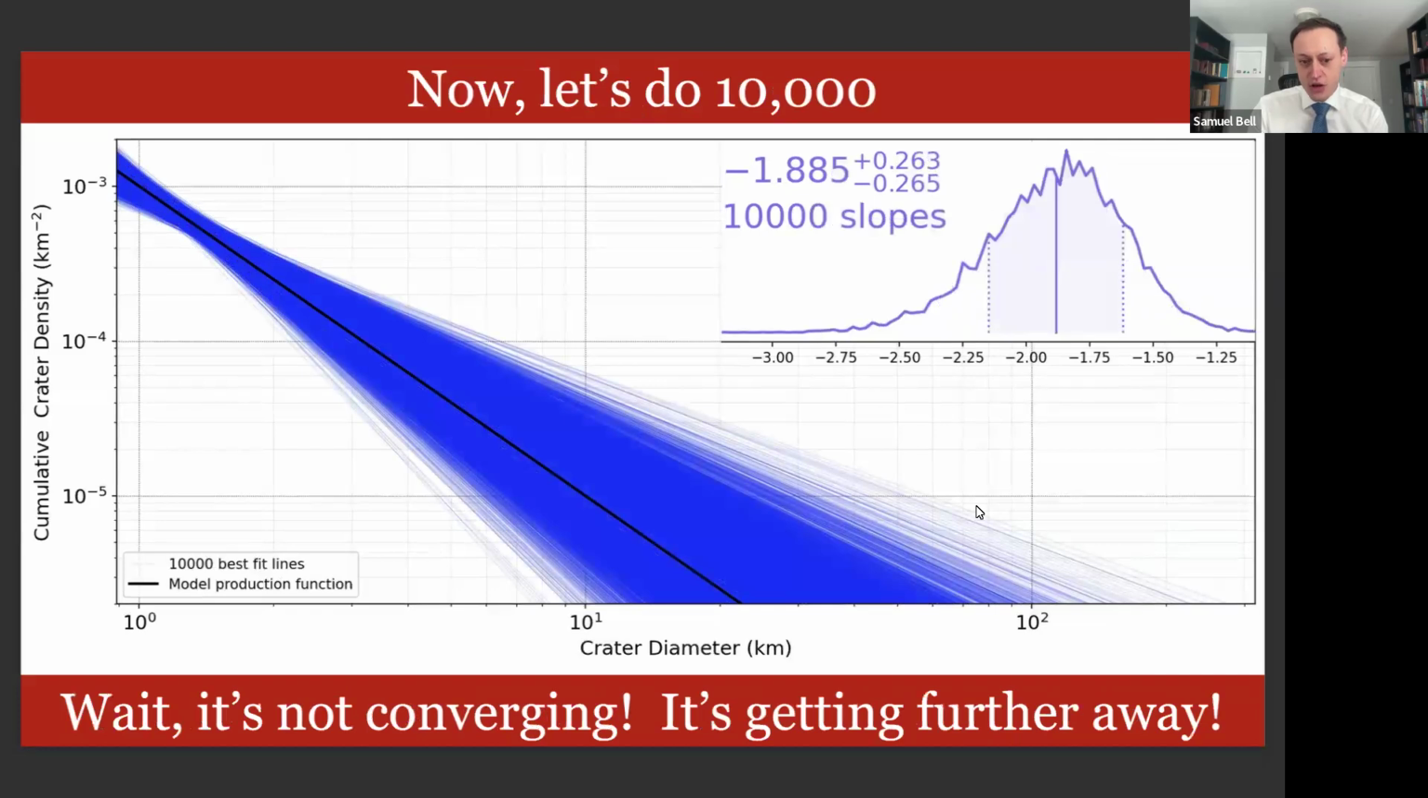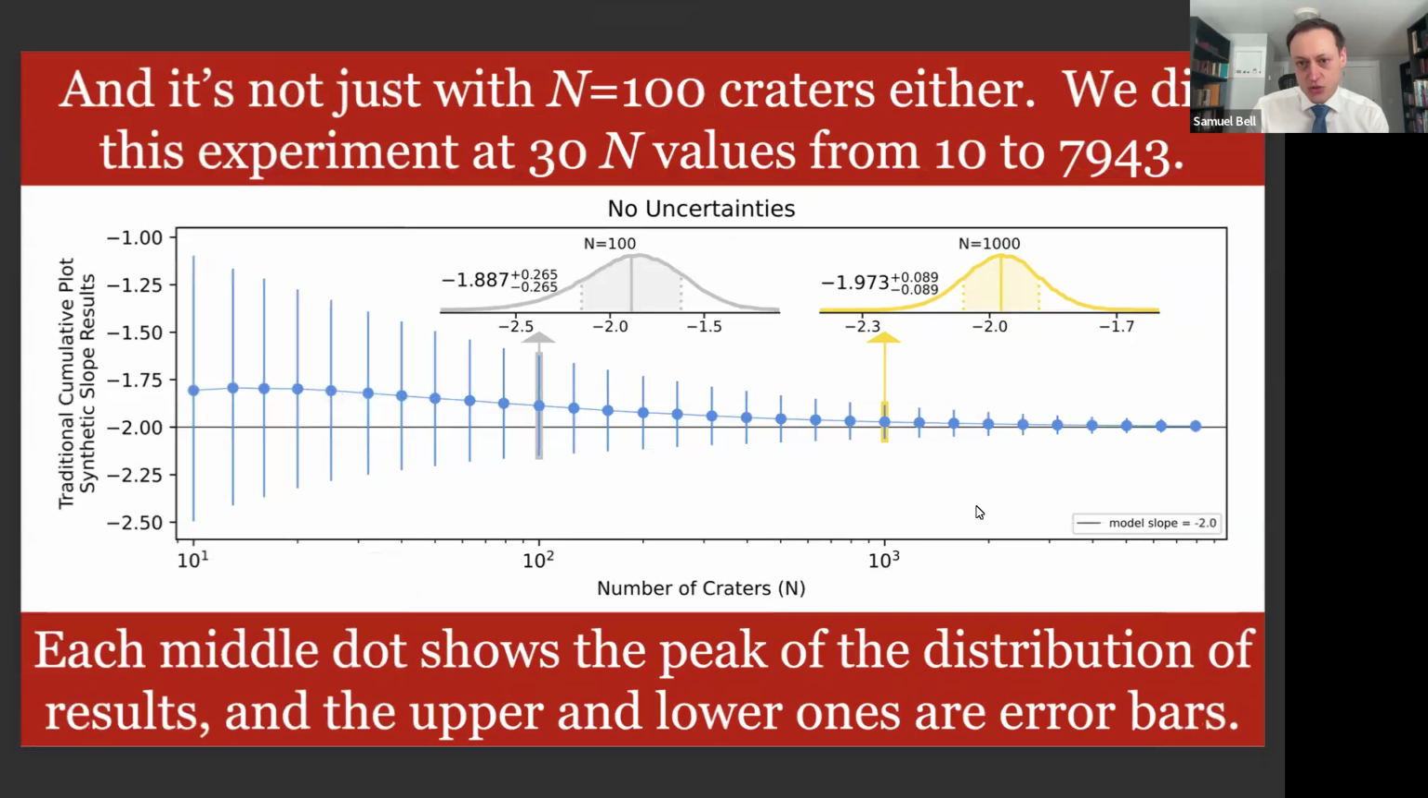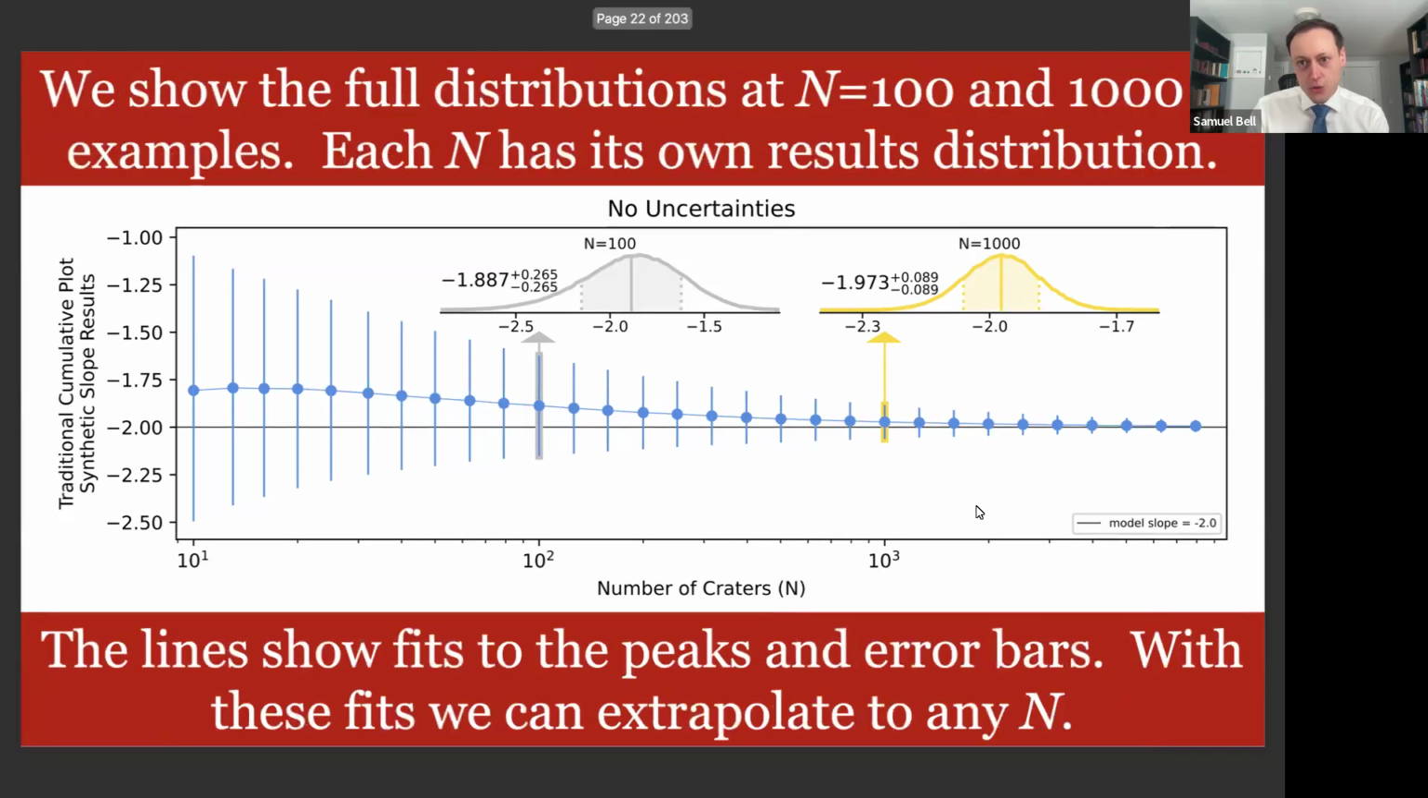Now let's do 10,000. Wait, it's not converging. It's getting further away. Surely it will converge to -2 by 100,000, but it doesn't. There's a bias towards shallow slopes. And it's not just with n equals 100 craters either. We did this experiment at 30 n values from 10 to 7,943. Each middle dot shows the peak of the distribution of results, and the upper and lower ones are error bars. We show the full distributions at n's of 100 and 1,000 as examples, and each n has its own results distribution.